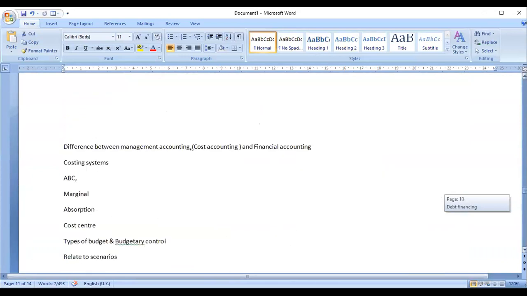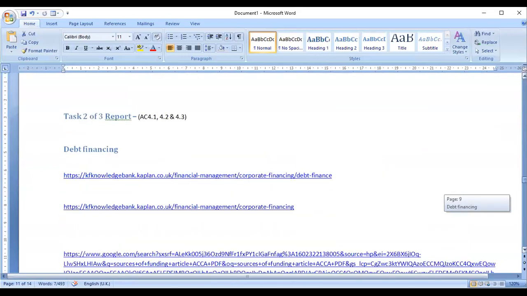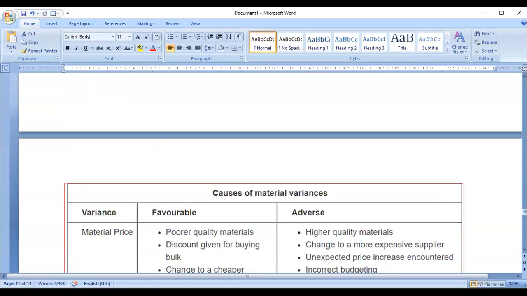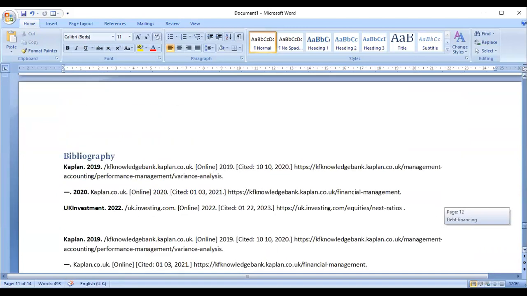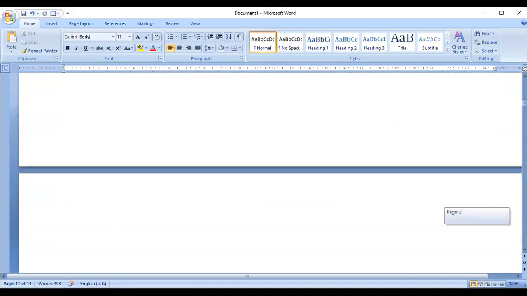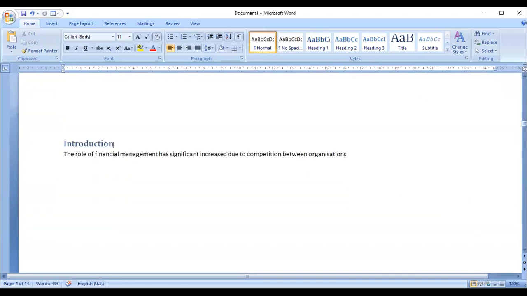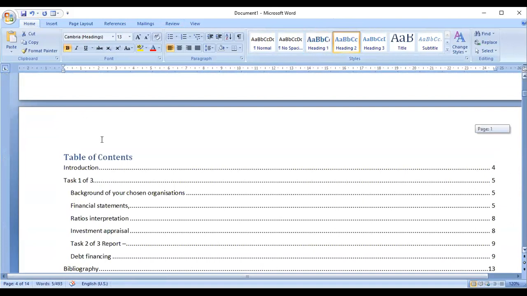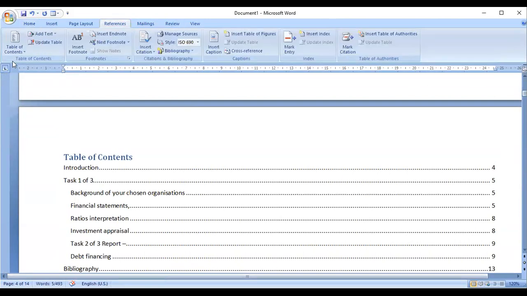That's the way we can do task 1, task 2, and task 3. We have 3 tasks, and this way we can complete our assignment. Then make sure you add the references, using Harvard referencing, like the example I gave you here. For anything you want to include in the table of contents, make sure you highlight the heading and click whether you want heading 1 or heading 2, like background of organization. At the end, on the second page, go to References, and on your left-hand side there is Table of Contents. Click that and pick whichever layout you like.